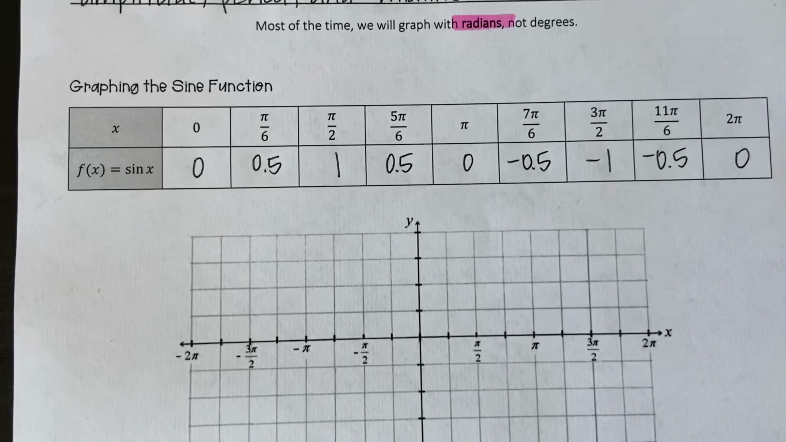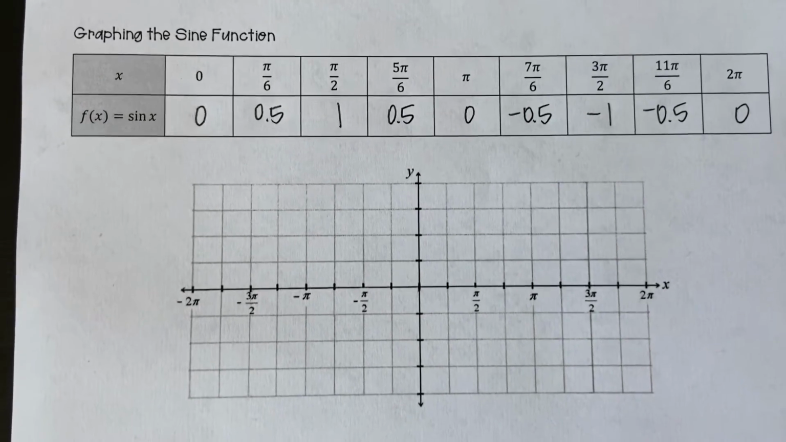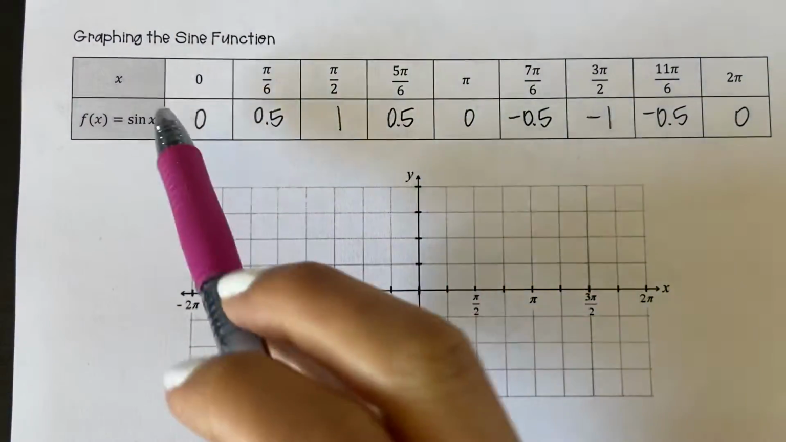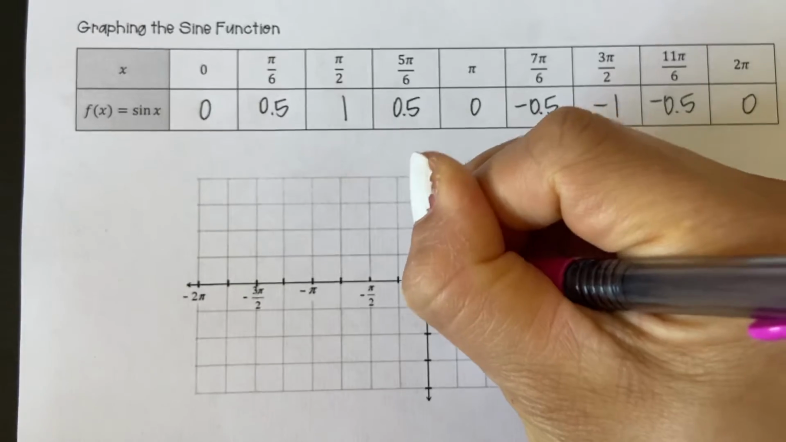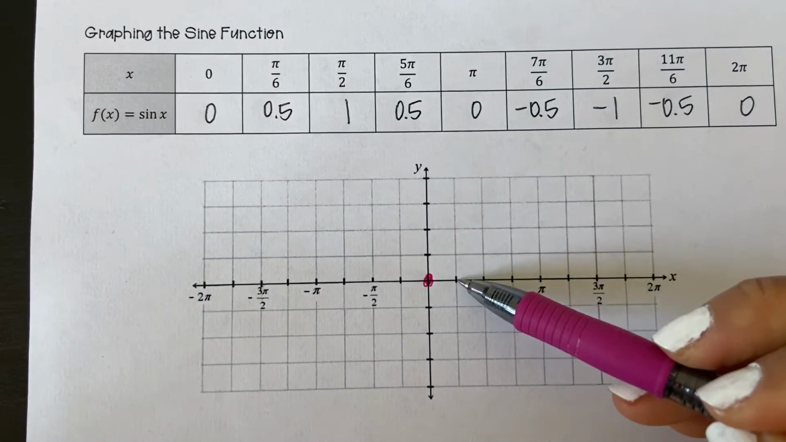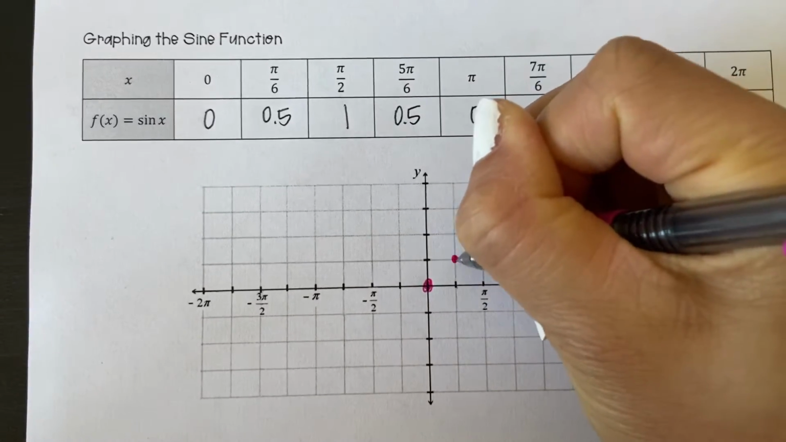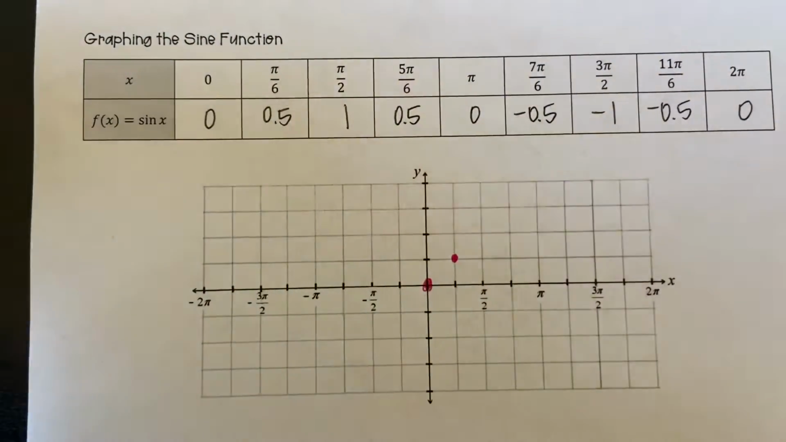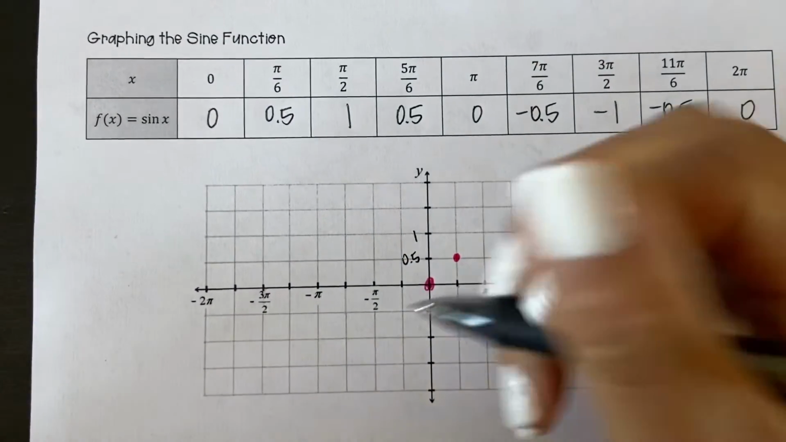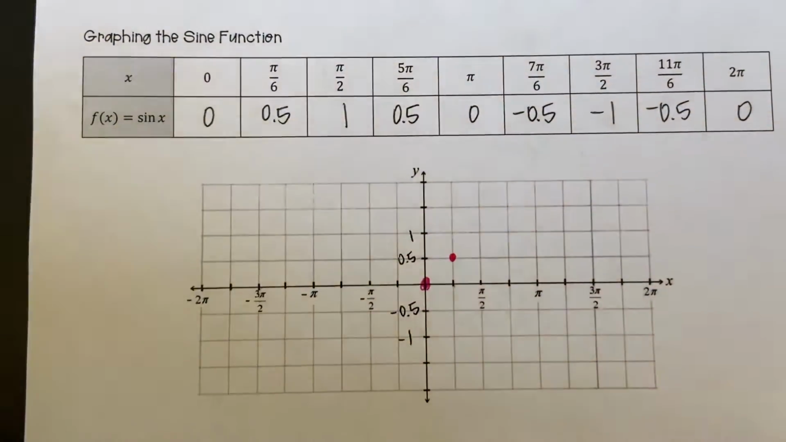We're going to go ahead and now graph this function. I've already shown you the graph on your Google Docs, so you don't have to do it. But I'm going to go ahead and show you how to graph. I'm starting off with 0, 0. Pi over 6 is between 0 and pi over 2. So pi over 6, comma 0.5. I'm going to say this is 0.5. And this is 1. This is negative 0.5, this is negative 1.